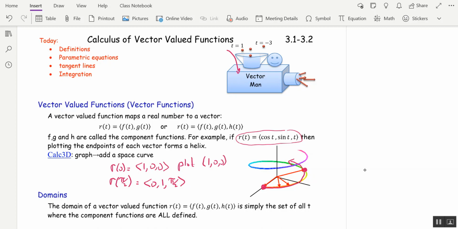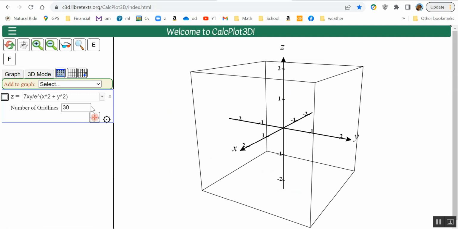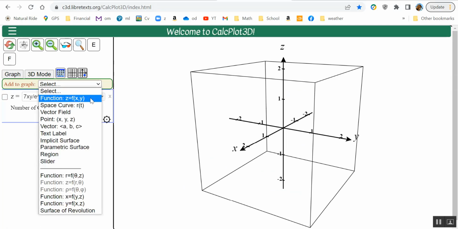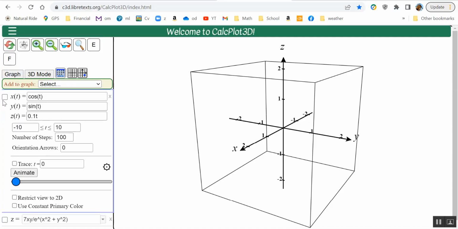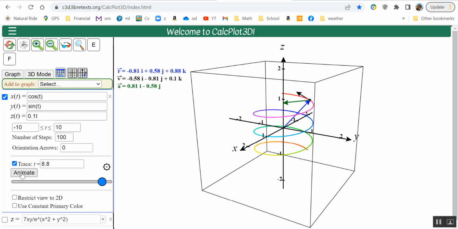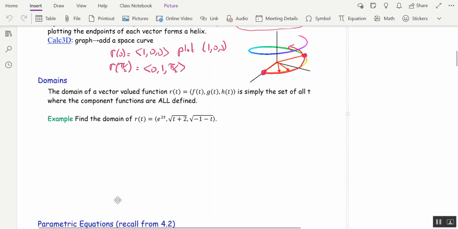Now you can use Calc 3D to visualize these vector-valued functions, and I'll just flip to that and show you. So what you'll do is go to select space curve r of t, and I'll just use the default here. And you can see this is called a helix, and you can animate and see the direction that the curve goes in.